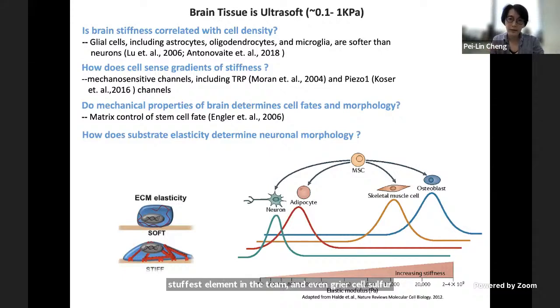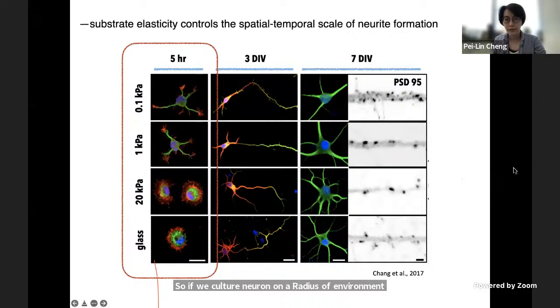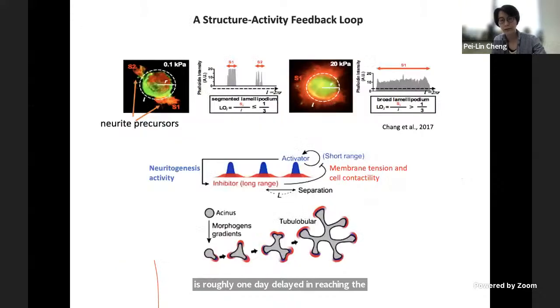And we already know that cells sense the mechanical gradient by TRP channels or Piezo channels, and by changing the stiffness of the substrate, human mesenchymal stem cells could be directed along the neuron, muscle, or even bone lineage. However, the underlying mechanism by which brain softness determines neural morphology is still unclear. If we culture the neuron on a rather soft environment, it actually can grow fewer neurites, but with stronger synaptic response, while the regular Banker's culture is roughly one day delayed in reaching the same extent of polarization.